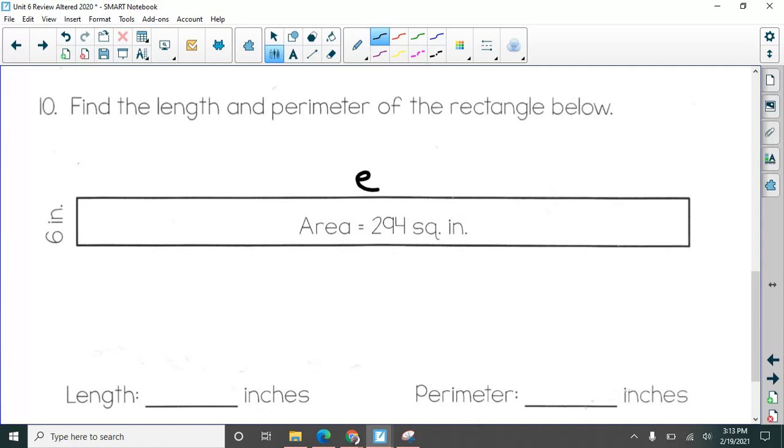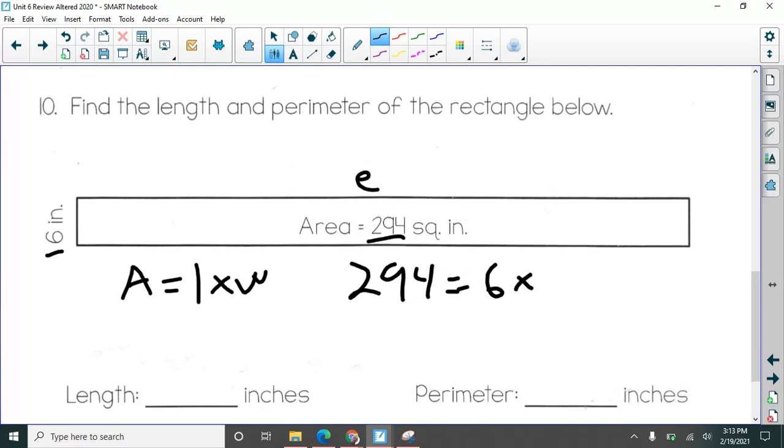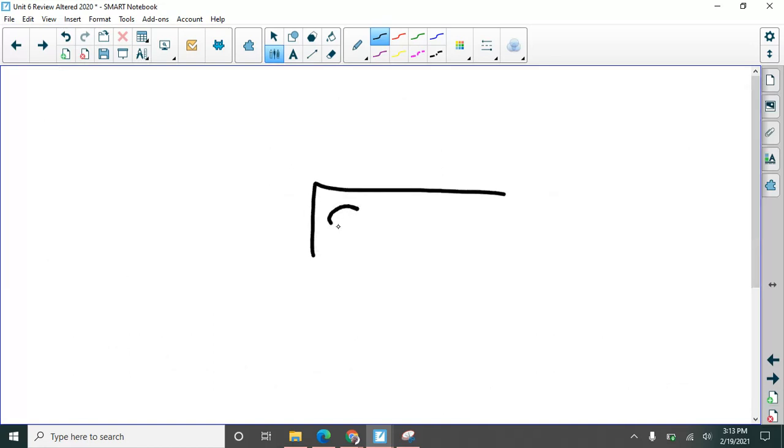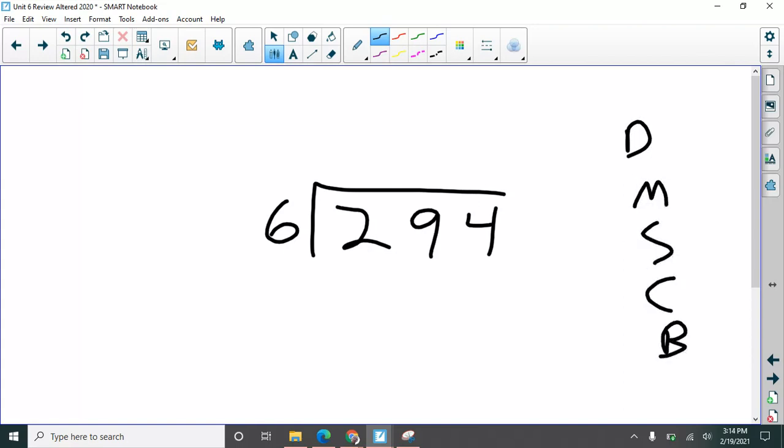And so when we are trying to figure this out, we know that the area equals the length times the width. So we know that this one has 294 equals 6 times E. Well, I can't do that. I don't know all my 6's all the way to 294. But what I do know how to do is 294 divided by 6. And my computer's losing battery, so I'm going to go fast here. Divide, multiply, subtract, check, and bring down. Actually, let's let you do that.